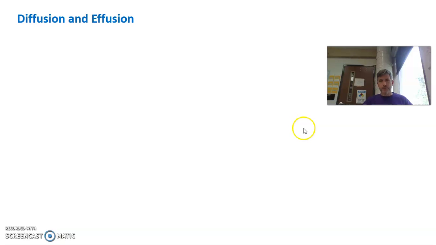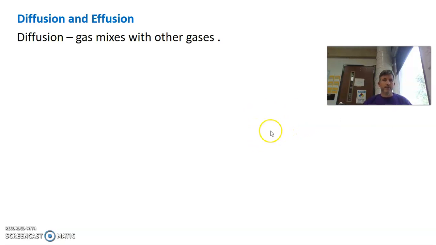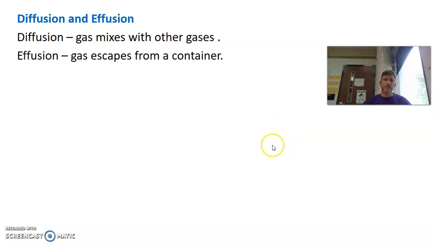Okay, and then the final thing we want to talk about is gas movement, diffusion, and effusion. We talked about this if you took honors chem. Basically, diffusion is just gas mixing with other gases. Effusion is gas escaping from a container, like a puncture in a tire.